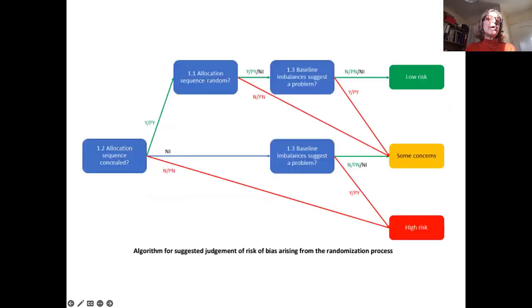Okay, so domain 1, which people generally find most straightforward, which is great. Domain 1 asks about randomization, and essentially aims to explore whether the randomization has been carried out sufficiently well. There is one signaling question though, 1.3, which people do find difficult, which asks whether baseline imbalances suggest a problem with randomization.